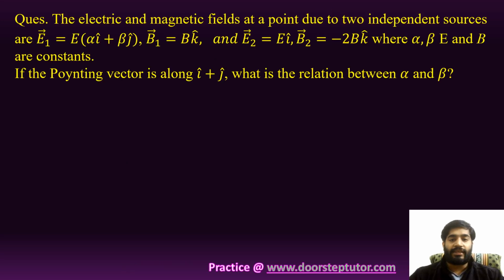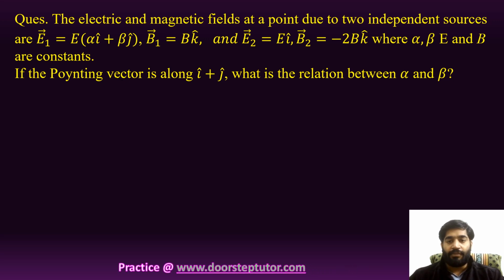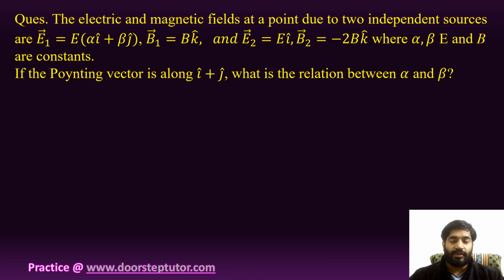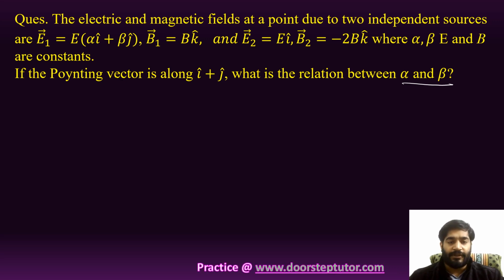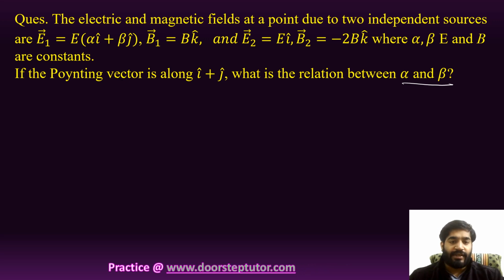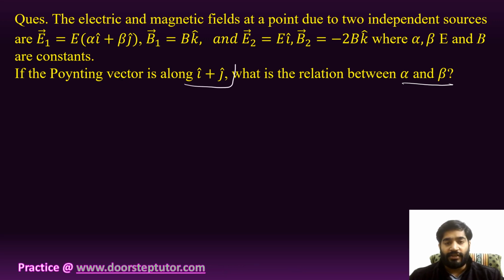In this question, the electric field and magnetic field are given at a point due to two different sources, and these sources are independent of each other. What we have to do is find the relation between alpha and beta. These alpha and beta have a relation with E1, E2 and B1, B2, which means all are related to each other. But one condition is given about the pointing vector.